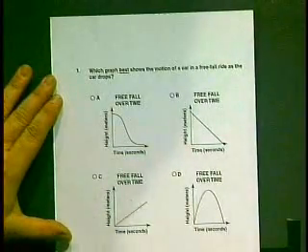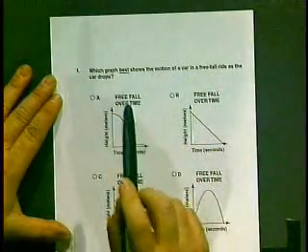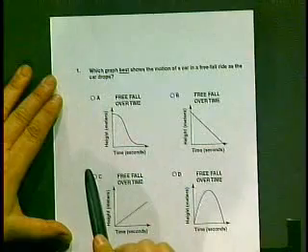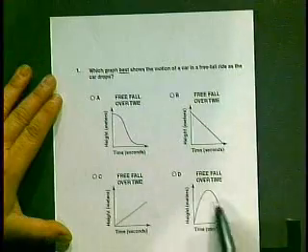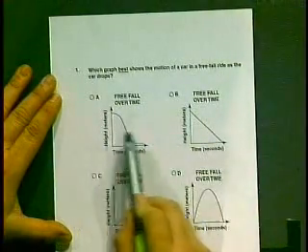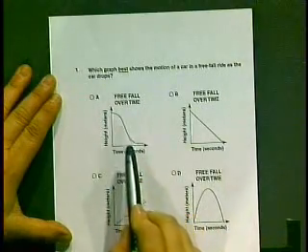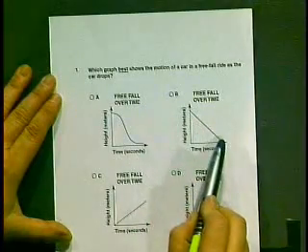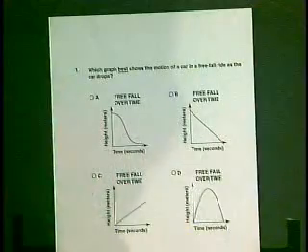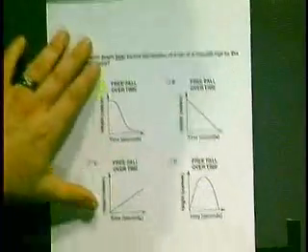Okay, if we look at the question, which graph best shows the motion of a car in a free fall ride as the car drops? So that means it's already at the top of the curve. So that knocks out this and this. So our choices are either A or B. If you remember in the reading, they indicated that there's an acceleration and then it slows down to a stop. B doesn't show any slowing down at all, so the correct answer would be A. Okay, let's take a look at number 2.